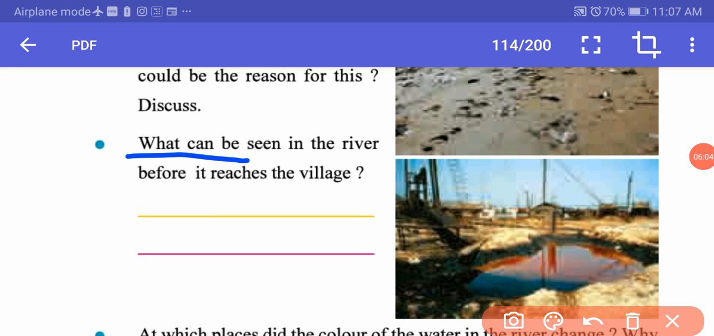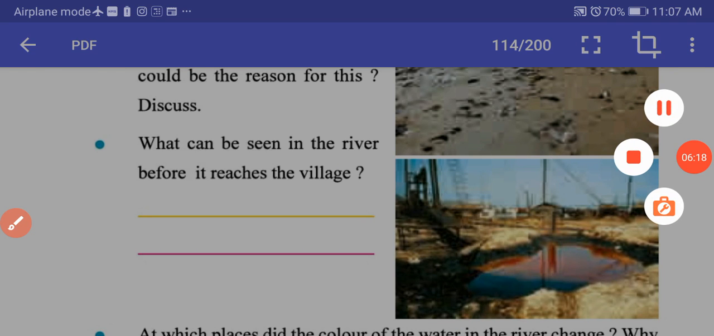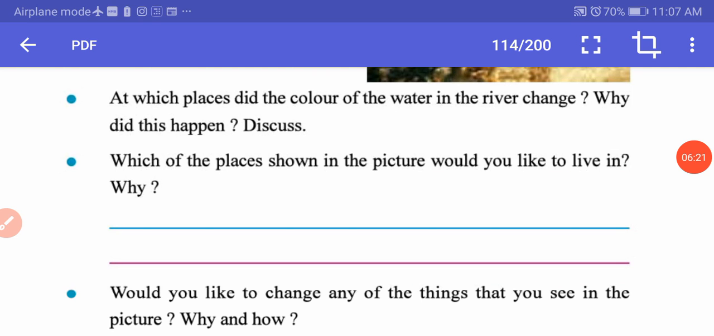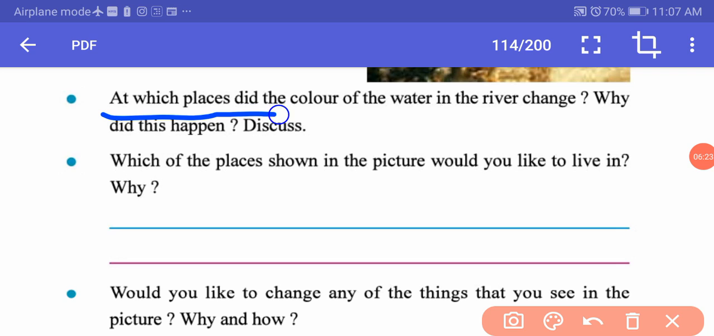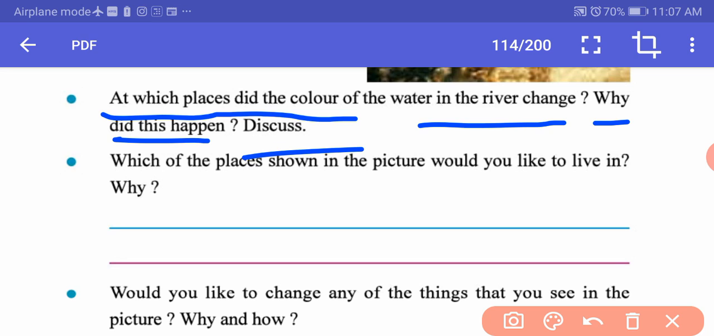Now let's see the next question. What can be seen in the river before it reaches the village? Yes, before it reaches the village, that means close to the mountain in the valley, you will see a large number of fish in the water. So that would be your answer. Next question is, at which place did the color of water in the river change? Why did this happen? Discuss.